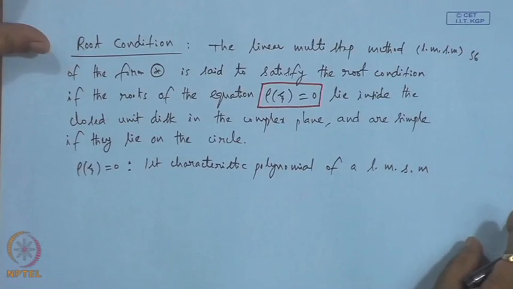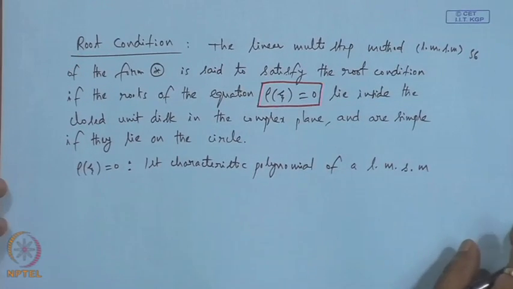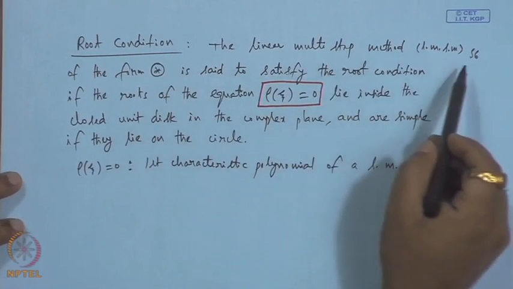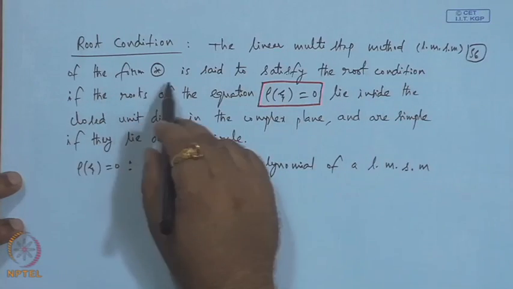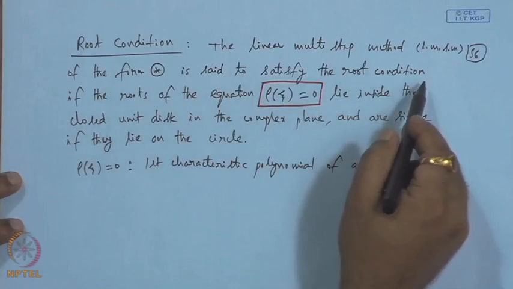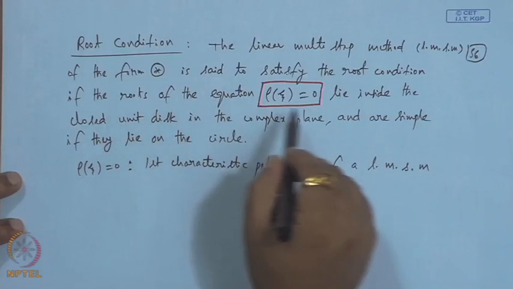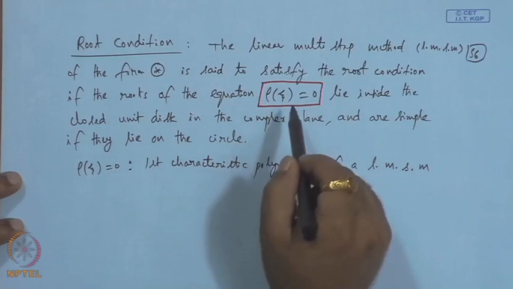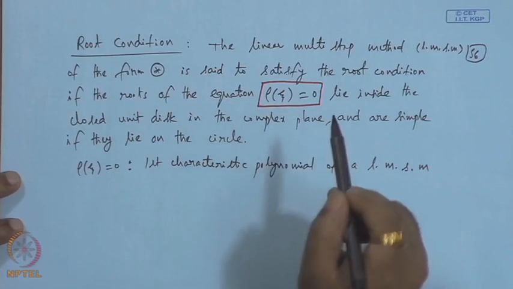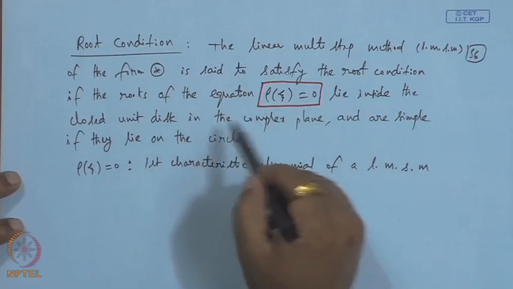Okay. So, what it says, the root condition: the linear multi-step method of the form star is said to satisfy the root condition if the roots of the equation, that is the first characteristic polynomial of the corresponding multi-step method, lie inside the closed unit disk.